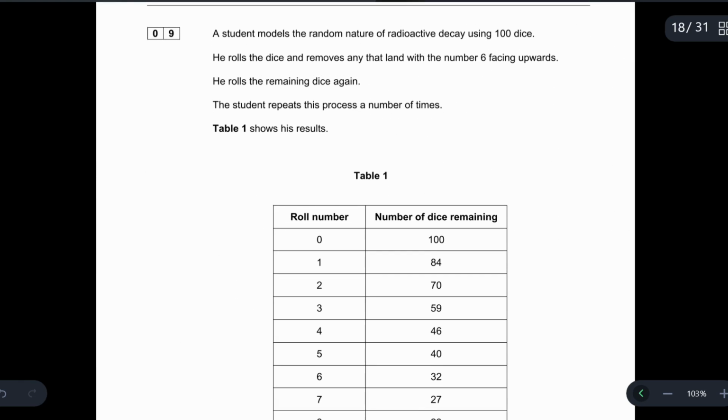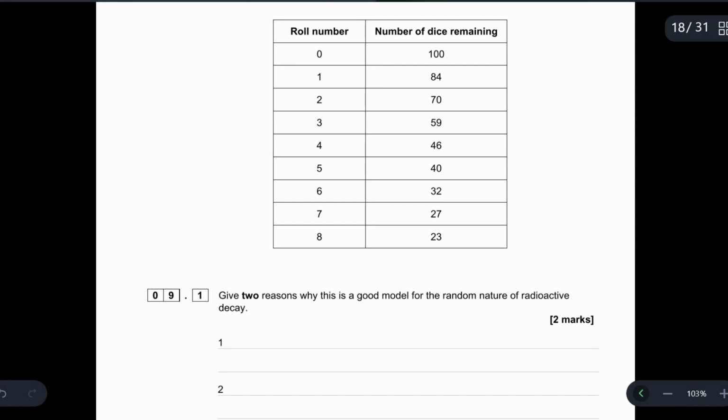Okay, let's move on to question 9. The student models the random nature of radioactive decay using 100 dice. He rolls the dice and removes any that land with the number 6 facing upwards. He rolls the remaining dice again. The student repeats this process a number of times. Table 1 shows his results. Give 2 reasons why this is a good model for the random nature of radioactive decay.